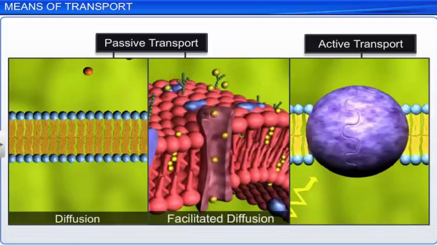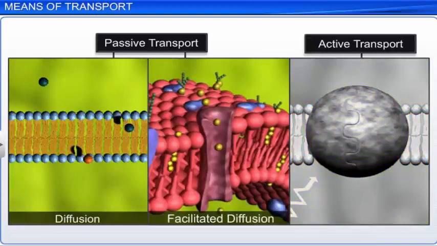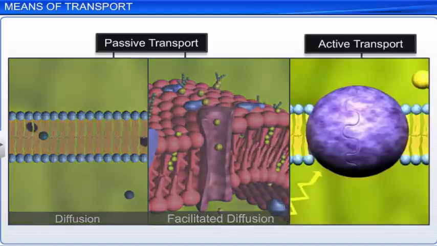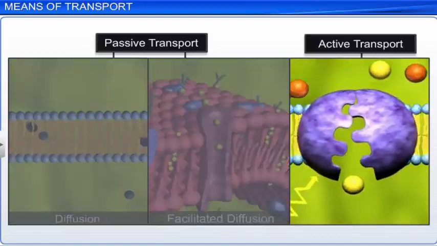Of all the means of transport discussed, both diffusion and facilitated diffusion always take place along a concentration gradient and without the expenditure of any energy, whereas only active transport uses energy.